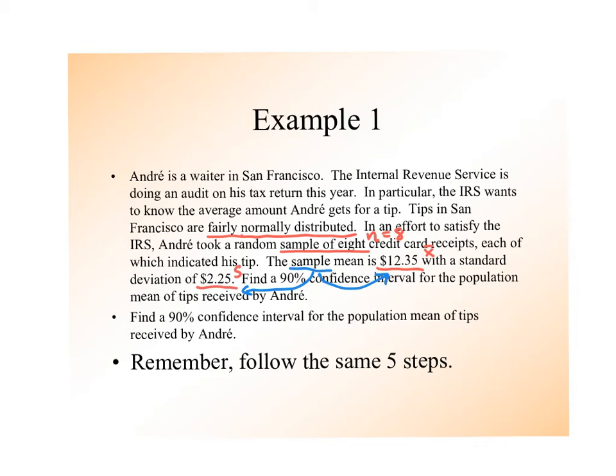So that means because of this standard deviation, we're going to use a t-interval. Because this standard deviation is unknown. Okay? The question is, find a 90% confidence interval for the population of mean tips received by Andre.